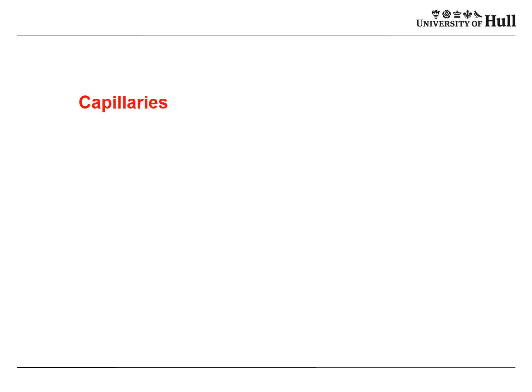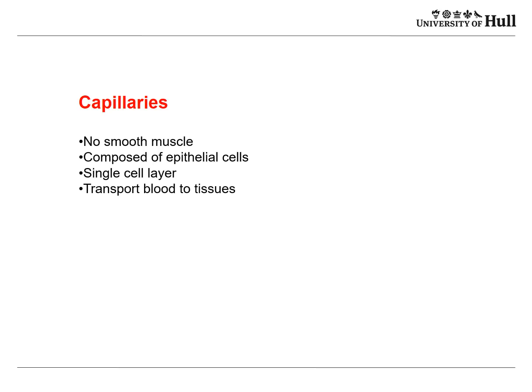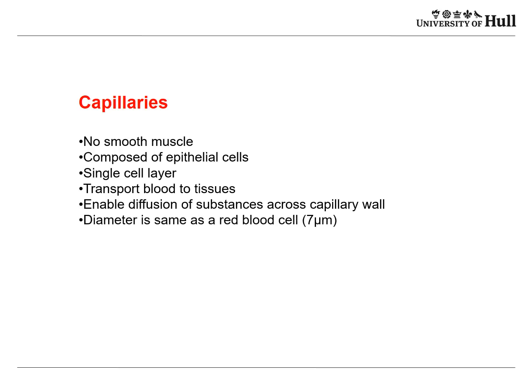The capillaries join the two systems together, and they are contrasted from the arteries and the veins by containing no smooth muscle and only being composed of epithelial cells, and one layer at that. They transport blood to the tissues, and they enable the diffusion of substances across the capillary wall. And the diameter of a capillary is the same as that of a red blood cell, approximately 7 micrometers, or 7 times 10 to the minus 6 meters in diameter.